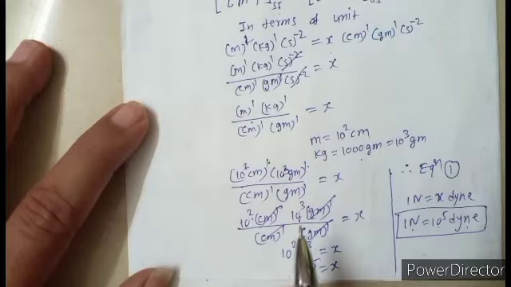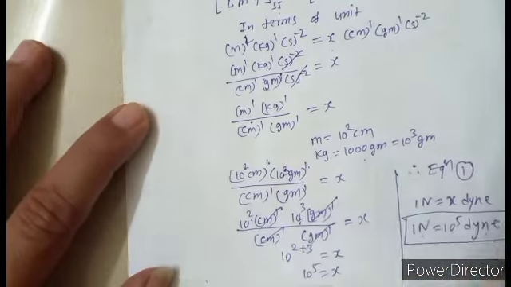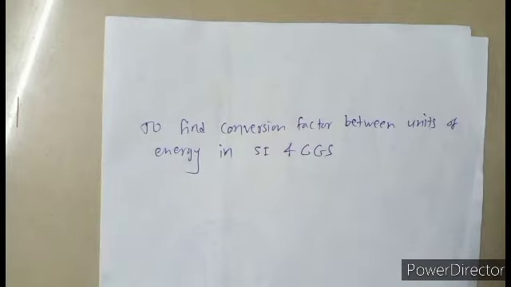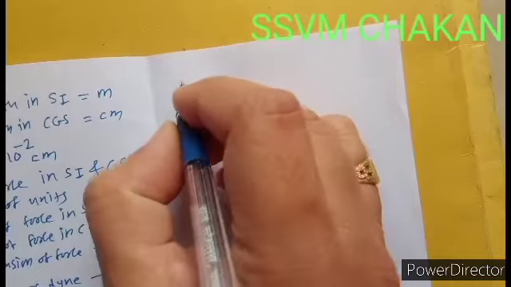See the video again and again to see how the example is solved, and afterward pause the screen, write down one more example and solve it yourself: to find the conversion factor between units of energy in SI and CGS system of units. Today we see one more example.